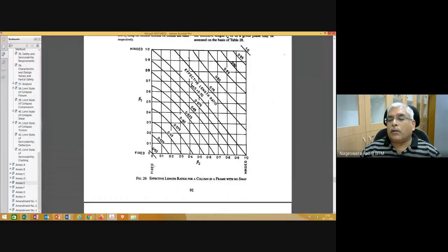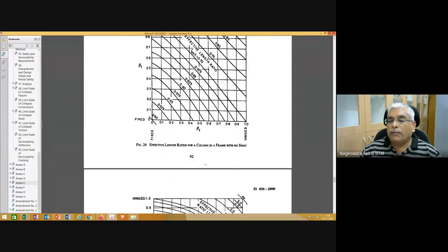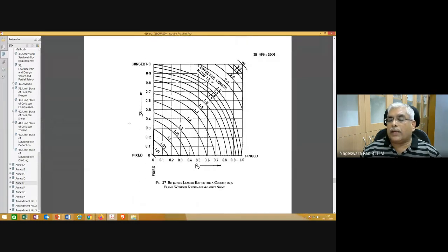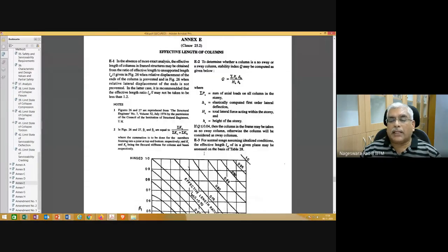And how to read these figures 26 and 27? You can see here on the horizontal axis you have beta 2 and on the vertical axis you have beta 1. You need to know what beta 1 and beta 2 are to read this figure and get the effective length ratio. What is this beta 1? What is this beta 2? Similarly for figure 27, beta 1, beta 2. So beta 1, beta 2 depend on whatever is mentioned here.